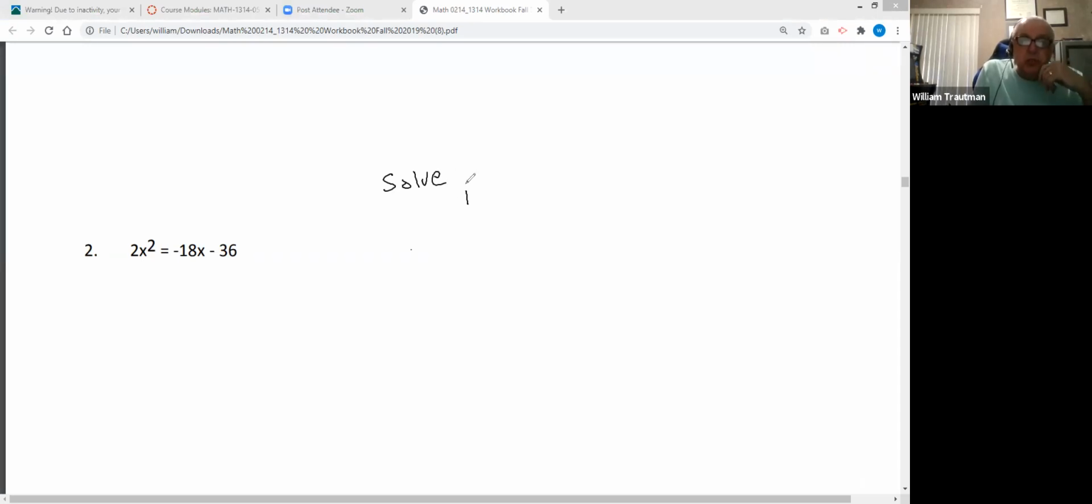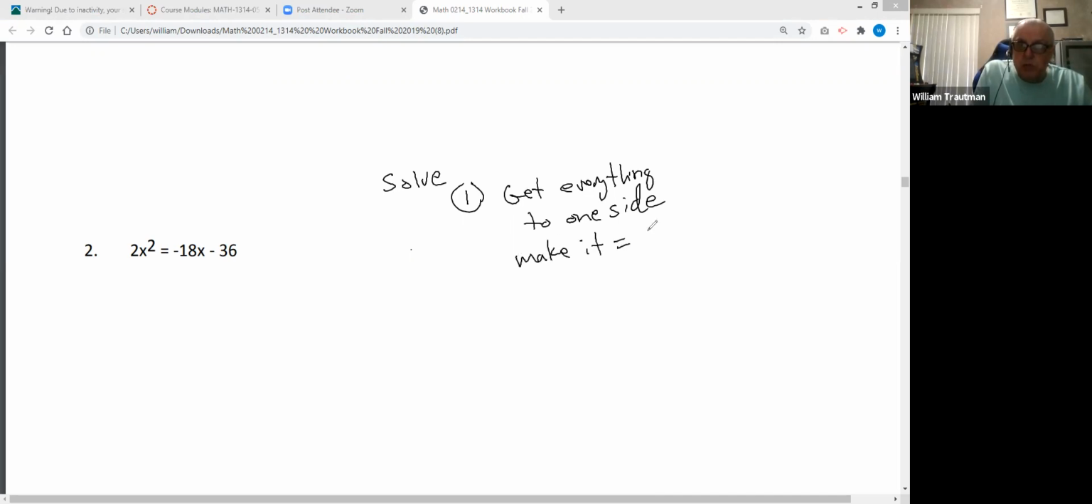So when we're solving and factoring first, the first thing you should do is get everything to one side and make it equal to 0, just like the top one.